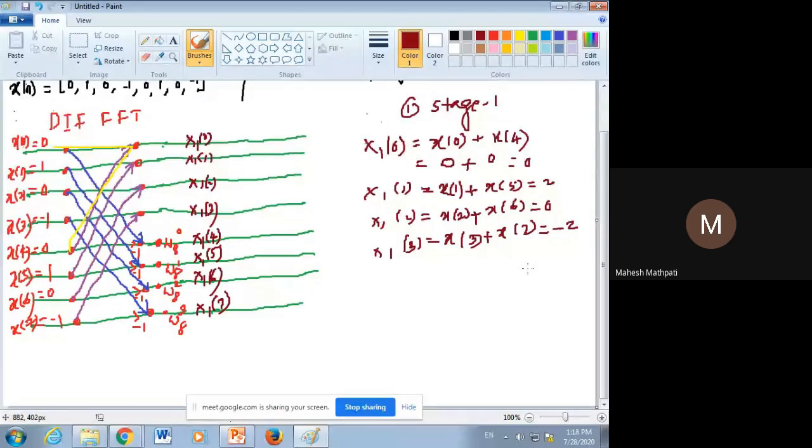Now, what will be the difference in the next 4 points? Can anyone tell me? Now I want to calculate. The calculation is much simpler than the DIT for this DIF. Again x1 of 4, x1 of 5, x1 of 6, and x1 of 7 is equal to. Now, who will tell me the value of x1 of 4?